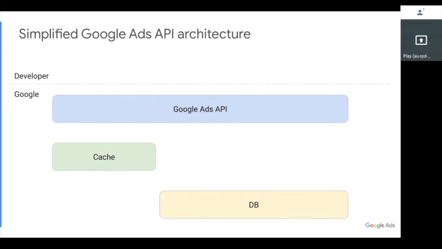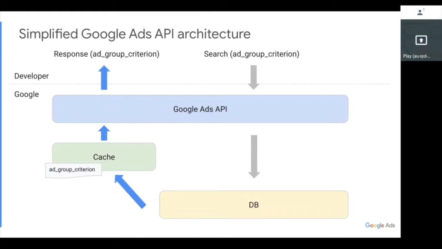Let's have a look at another example. This is a simplified Google Ads API architecture. We have 3 layers here: Google Ads API, the caching layer, and finally, the backend databases. When you send a request, like a search request, to the Google Ads API layer, it will translate your query into the request to the backend databases. After that, when it can figure out what the results to be returned to you are, they will be returned via the cache layer and saved there before returning back to you via the Google Ads API layer.